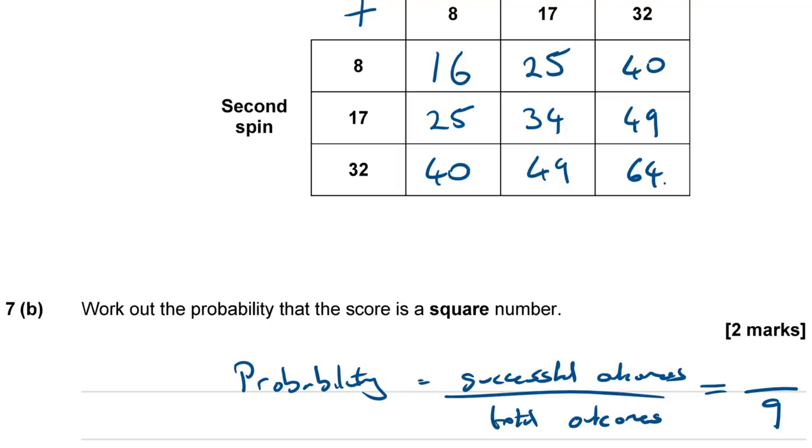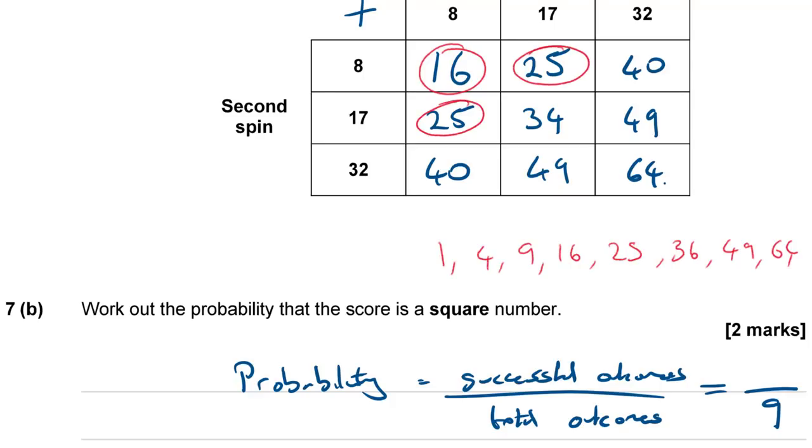Now, how many of those are square numbers? Well, the squares are the numbers 1 times 1 is 1, 2 times 2 is 4, 3 threes are 9, 4 fours are 16, 5 fives are 25, 6 sixes are 36, 7 sevens are 49, and 8 eights are 64. So we can see from our diagram that 16 is a square, 25 is a square, 25 is a square, 49 is a square, 49 is a square, and 64 is a square. So altogether, that's 1, 2, 3, 4, 5, 6 numbers in the grid that are square numbers.